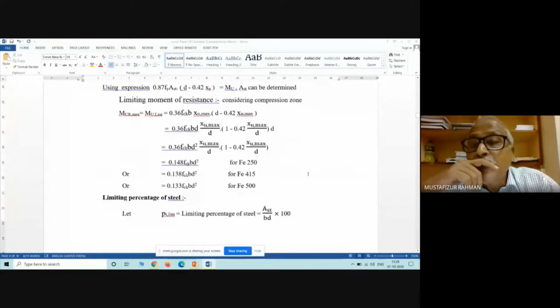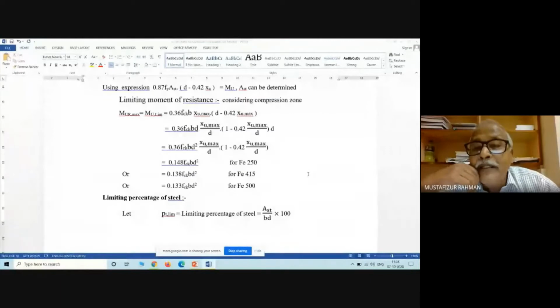Limiting moment of resistance considering the compression zone. The basic expression is Mu equal to 0.36 fck b xu (d minus 0.42 xu). But when we go for the limiting case, xu will be replaced by xu maximum. Simply, in that expression you replace xu by xu maximum. So Mu,R maximum, which is Mu limit, is equal to 0.36 fck b xu maximum (d minus 0.42 xu maximum). Now do some permutation and combination.